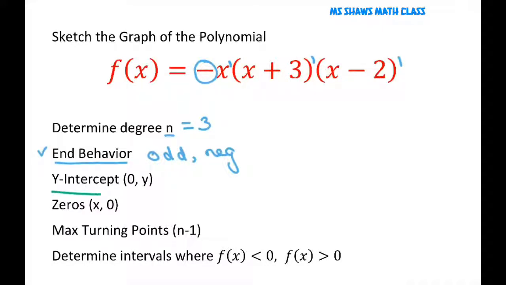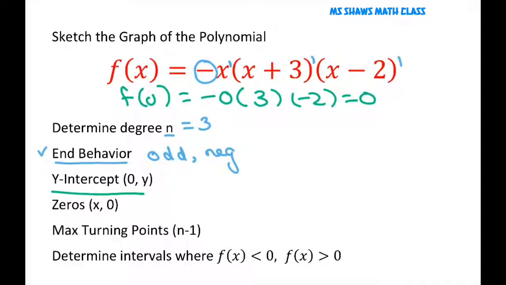The y-intercept is when x is 0. What is your y? So let's just plug in 0 for our x. And that's just going to give us 0.